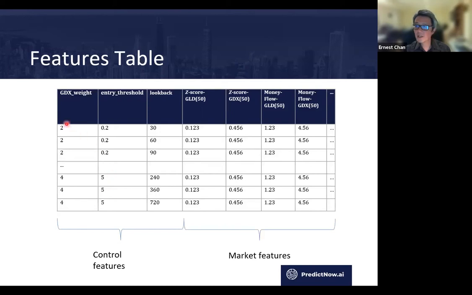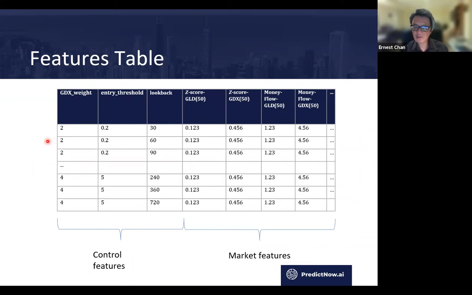There's a pointer, yeah. So in this table, the first 3 columns are what we call the control parameters, right? The GDX weight of $2 versus $1 of GLD, entry threshold of 0.2, look back of 30. And this other group of columns might be the actual market features. That's something that you cannot control, right?